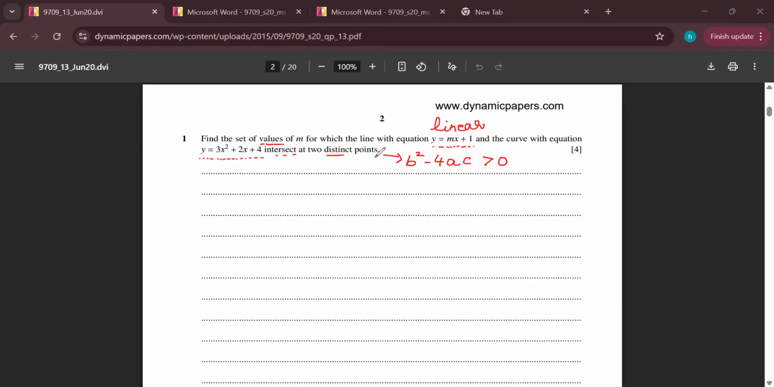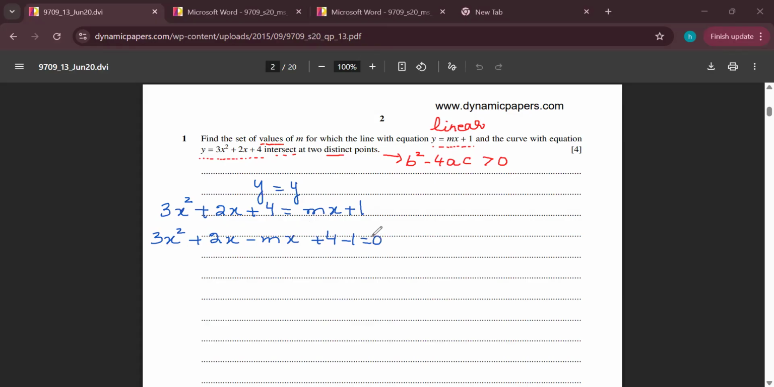Let's make it very simple for all of you. y is equal to y. So always write the quadratic equation first, which is 3x square plus 2x plus 4. This is equal to the equation of the line, which is mx plus 1. Now, what is the rule of solving such questions? Bring all the things to one side, which is 3x square plus 2x minus mx plus 4 minus 1 is equal to 0.